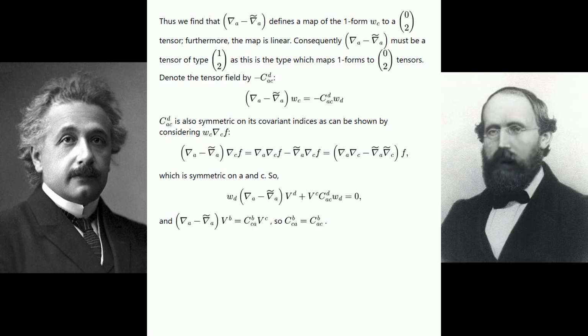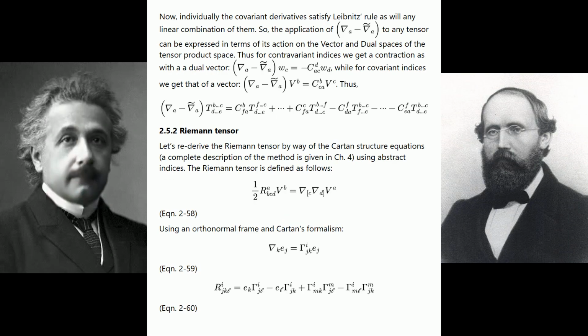So, see the equation. And ∇_A − ∇~_A times V^B equals C_CA^B V^C. So C_CA^B equals C_AC^B. Now, individually the covariant derivatives satisfy Leibniz rule, as will any linear combination of them. So, the application of ∇_A − ∇~_A to any tensor can be expressed in terms of its action on the vector and dual spaces of the tensor product space.